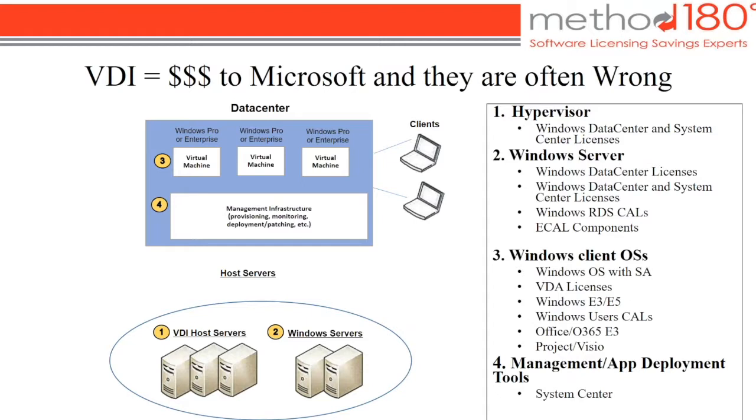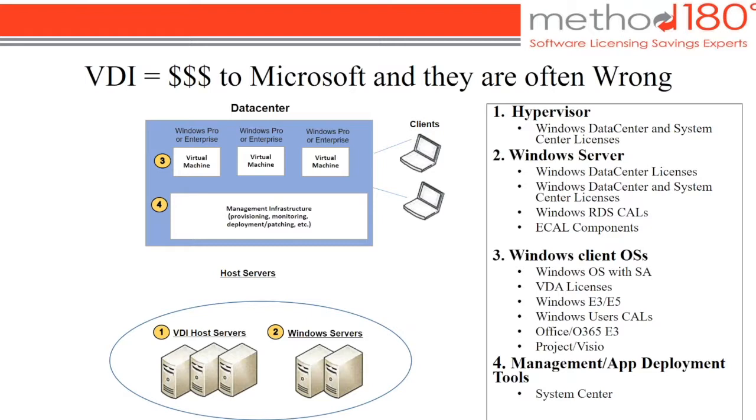So earlier I was saying that what happens a lot of the time is when you say VDI to Microsoft, that means dollars to them. They just think dollar signs. And when you look at the dollar signs, a lot of the times they're wrong, because they're just going to assume the following. If I go back and look at the hypervisor layer, they're going to assume that you need Windows Data Center and probably System Center licenses, because they're going to assume that the management layer involves some level of System Center. So they're going to tell you that you need Windows and System Center licenses for that host layer, both the VDI servers and the Windows servers.